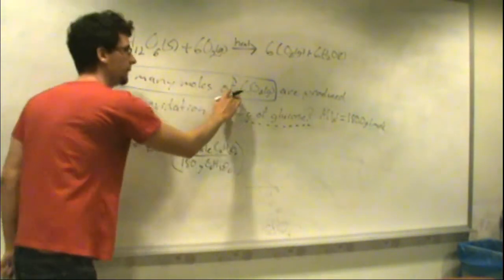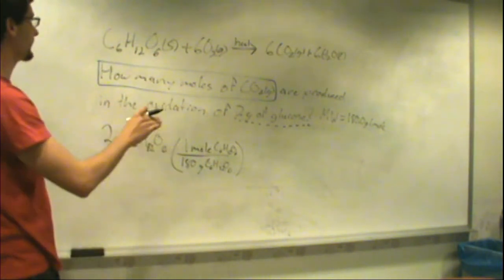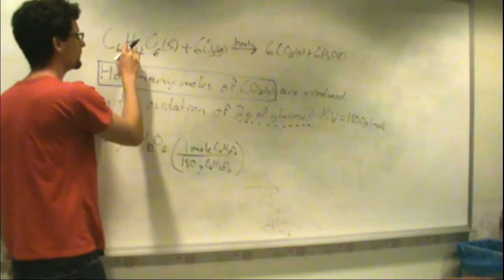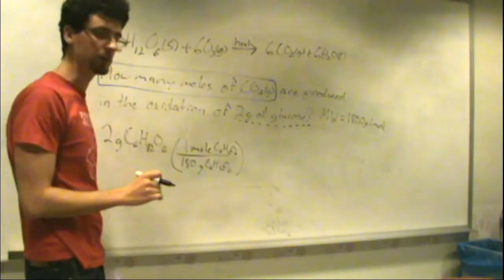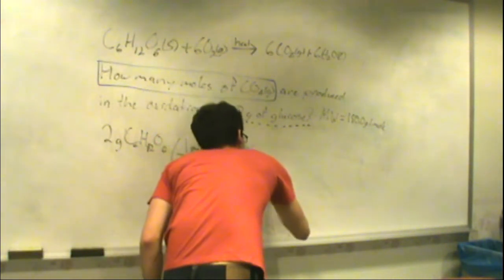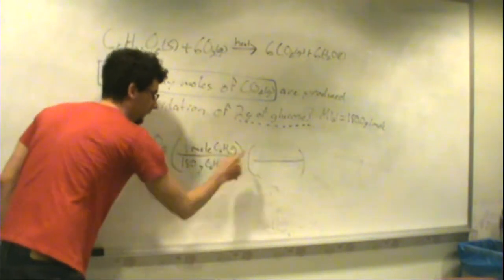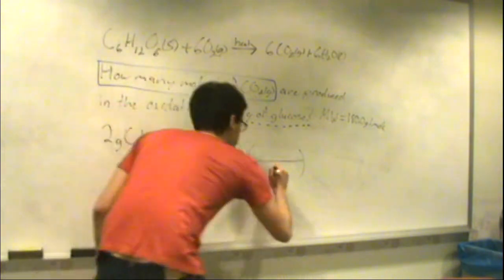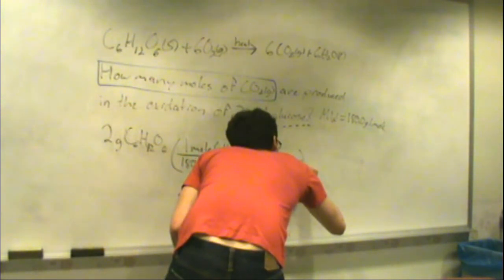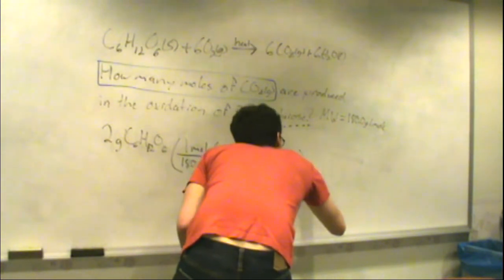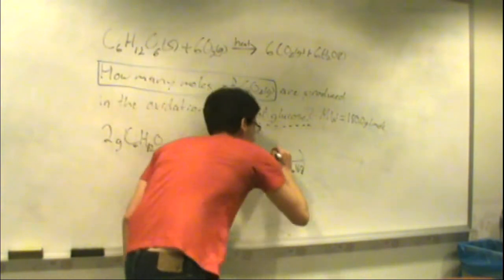So we want to know how many moles of CO2 we're going to produce. Using the balanced equation, we know for every 1 mole of this that we consume, we produce 6 moles of CO2. So knowing that, we have to make sure our units cancel out. So we have to have moles of glucose in the denominator. And we can use the balanced equation to get to moles of carbon dioxide.